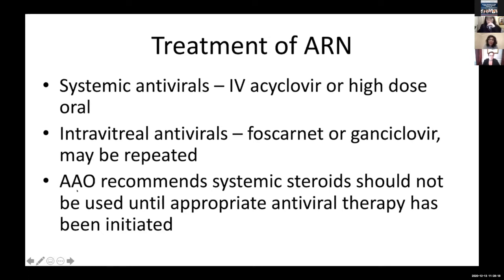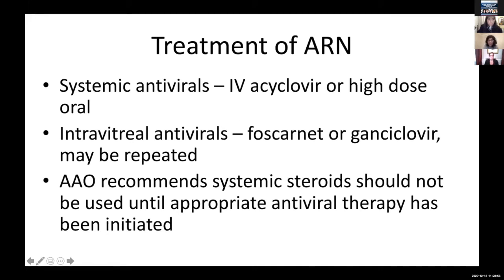There is a preferred practice pattern from the American Academy of Ophthalmology on ARN. And they mentioned that systemic antivirals plus intravitreal are beneficial, but specifically with the systemic steroids, their recommendation is that so far the evidence is that they should not be used until appropriate antiviral therapy has been initiated. So it wouldn't be something that you would do on the first day that you see a patient. And it doesn't really say exactly when it should be instituted. I personally will do 48 to 72 hours. Sometimes it's longer, it depends on the patient.